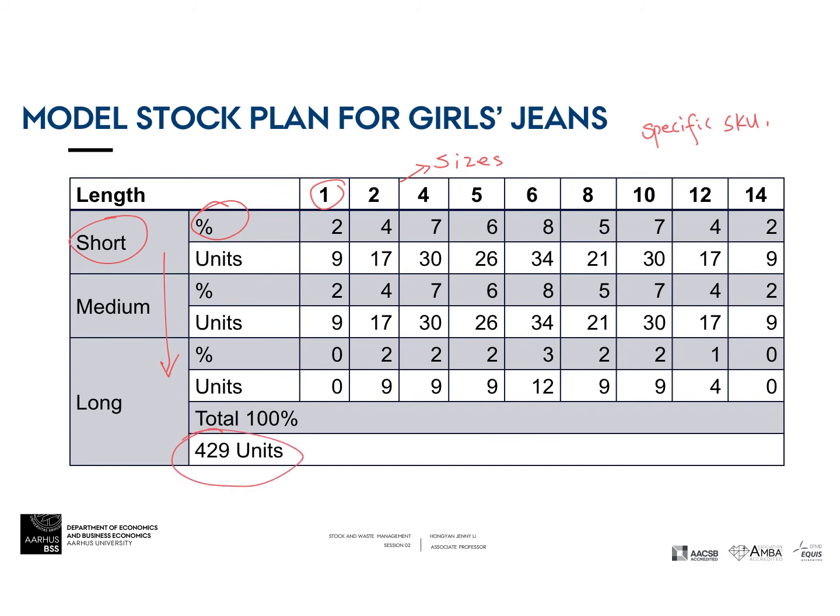For this item, you have 429 units in stock, and you have 2% for size 1, the short length, and you have 3% of size 8, long pants. This is how you interpret these numbers here. That's also a stock plan normally implemented in a store.